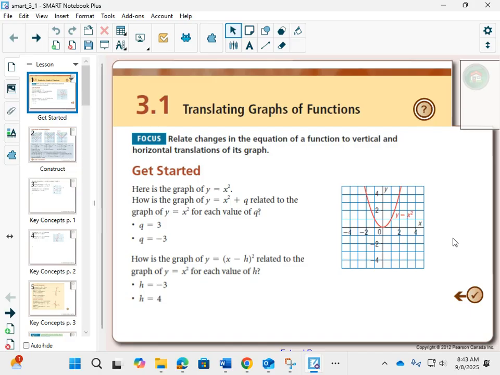We'll get started. And this is on page, so we're starting 3.1. This is on page 162.